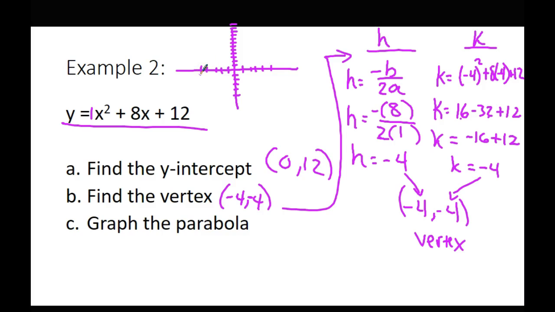So let's plot our y-intercept. My y-intercept is 0, 12. It's going to be up here. Different color. And my vertex is negative 4, negative 4. So that's left 4, down 4. All right. So this has to be my vertex. There's only one way to draw this parabola.